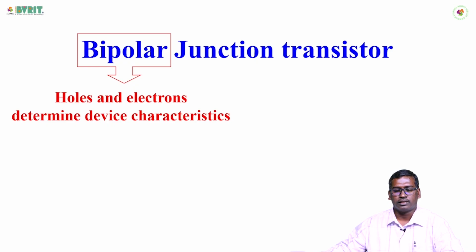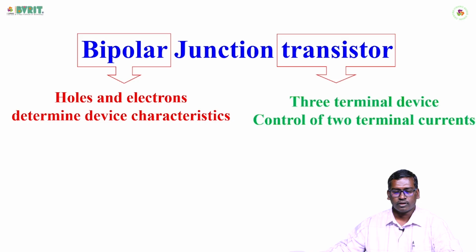And if you see the transistor, the name itself is indicative. It's a three-terminal device where two-terminal currents are controlled. We can say transistor is trans plus resistor. It transmits as well as it resists. That's why the name is transistor.